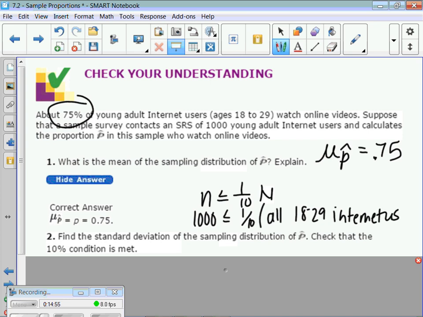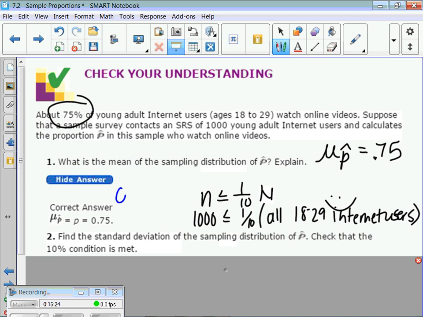How many of those are there? A lot, all right? In the whole entire whatever, it doesn't specify even US. So there are a ton of people that are 18 to 29 and use the internet. So is this true? Is 1,000 less than a tenth of all internet users? Yeah, okay, probably. And now we can do the formula for standard deviation.